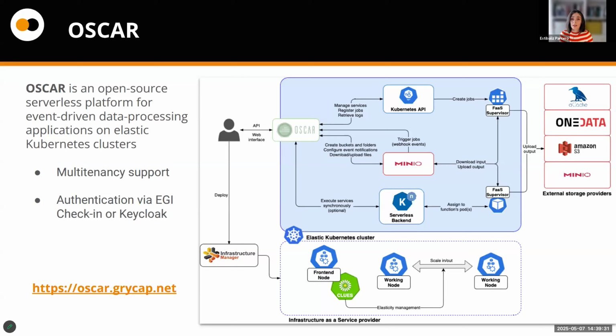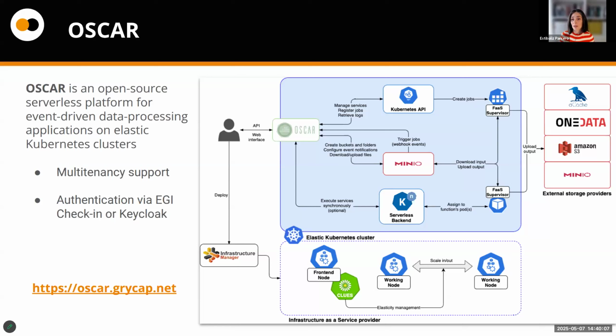So OSCAR is an open source serverless platform for event-driven data processing and is deployed on a Kubernetes cluster. It has multi-tenancy support, and the authentication can be done via EGI Check-in or Keycloak. Here you have the URL to the OSCAR documentation, and it has also a blog where you can see some use cases. And this image is an overview of the architecture of OSCAR, and you can see the different components.